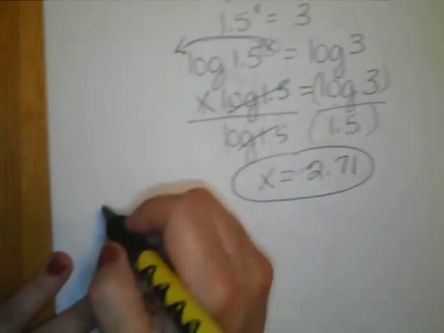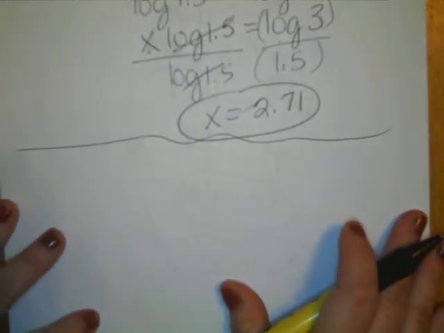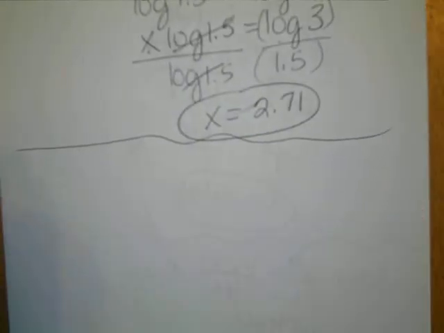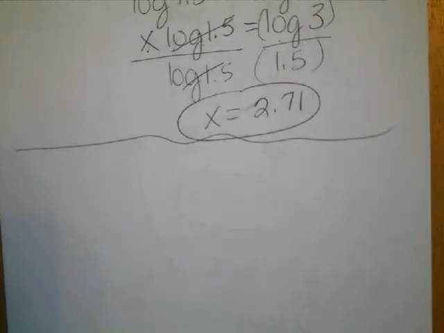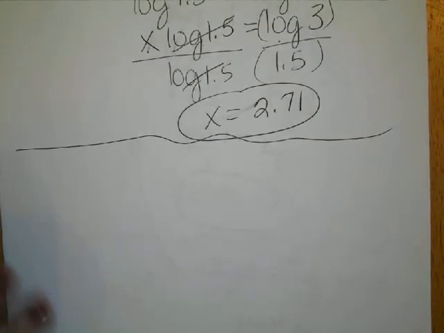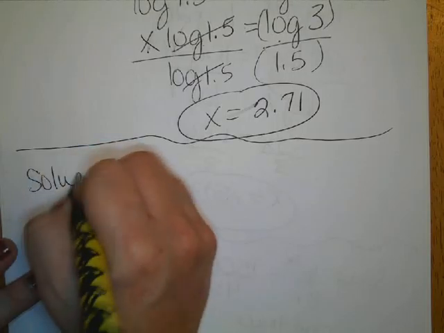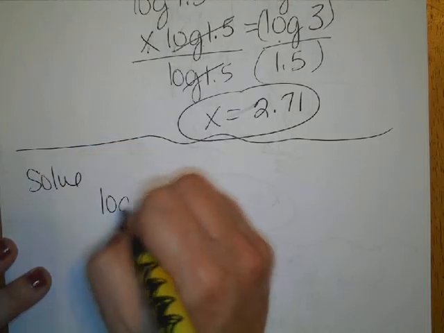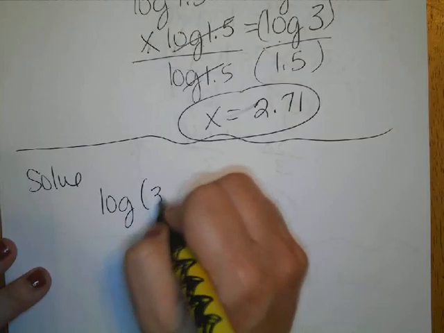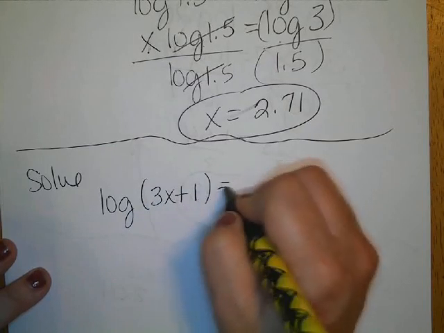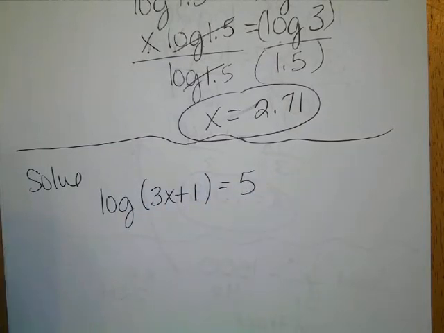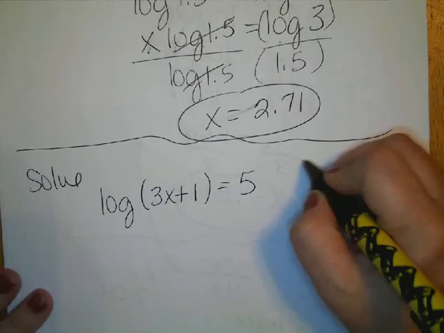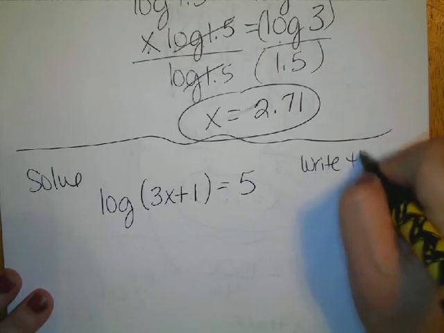Okay, next. Let's do... There we go. That's a little more clear. If I ask you to solve log of 3x plus 1 equals 5. Okay, if we're in log form and we want to solve, we have to write this in exponential form.